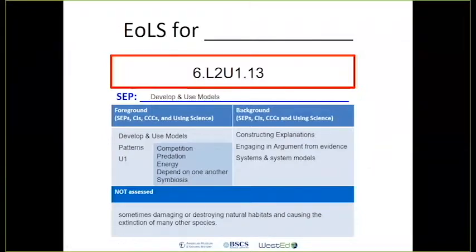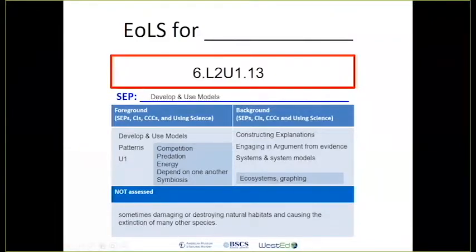From my sticky notes, some things that I had that were important that I should focus on are some of these terms, and I really want to make sure that my students understand competition, predation, energy, that organisms definitely depend on one another, and that could be any of those symbiotic relationships with mutualism or commensalism or parasitism. But I really want to make sure that at some point in my unit I am thinking about checking for understanding for those particular terms.